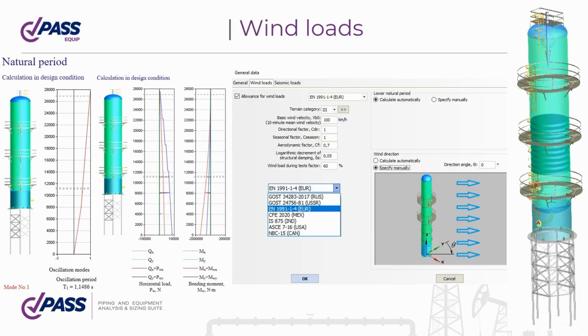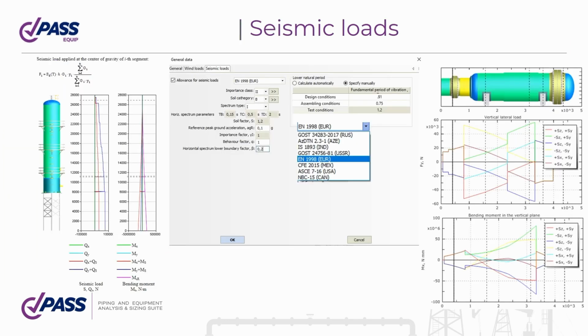Now, let's look at the wind loads in Equip software. We select a standard according to which the wind loads will be considered. European, American, Mexican, Indian, and Canadian standards are currently available. In the next version, Chinese and Uzbek norms will be added. To calculate the pulsation component, the program determines the lowest frequency and shape of the oscillations. With automatic setting, the wind direction is set in the most unfavorable direction, but you can also choose the desired direction. The next feature is seismic loads.